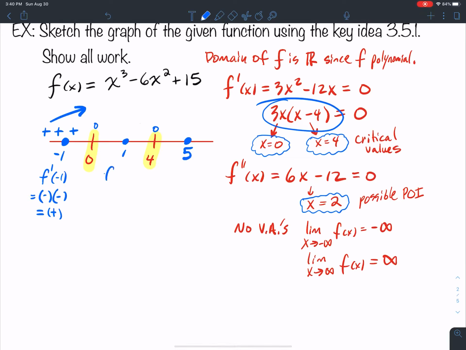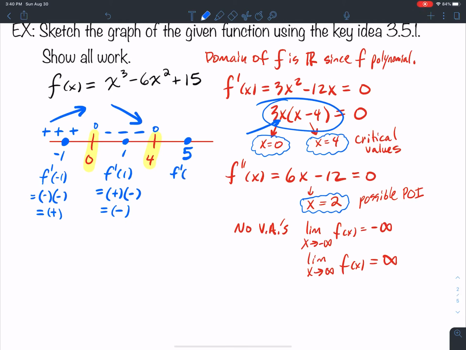Okay, at f prime of 1, what's happening here? Well, when I plug a 1 in, I get 3 times 1, which is a positive, and then 1 minus 4 is negative. So that gets me a negative, so we're negative, negative, negative. That's decreasing here.